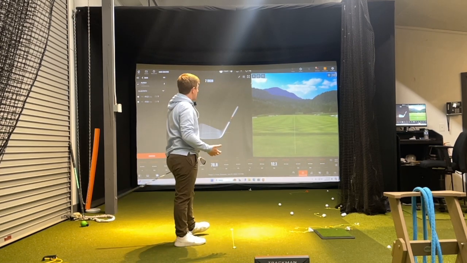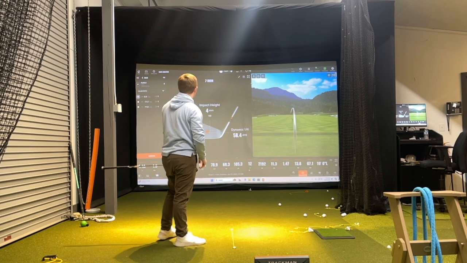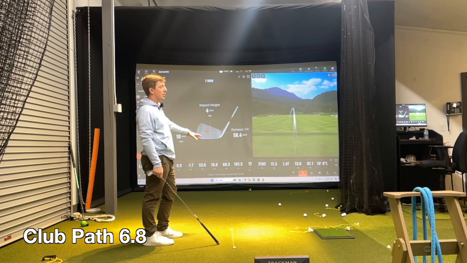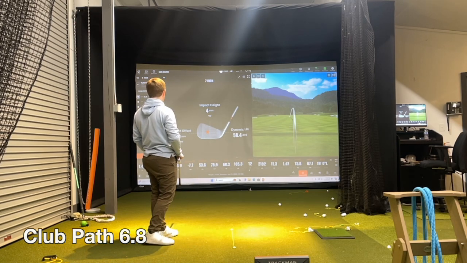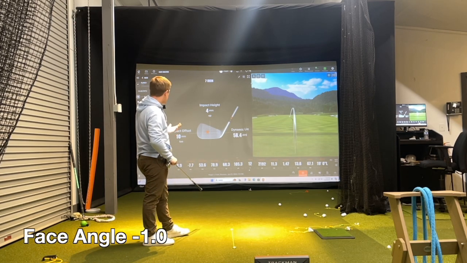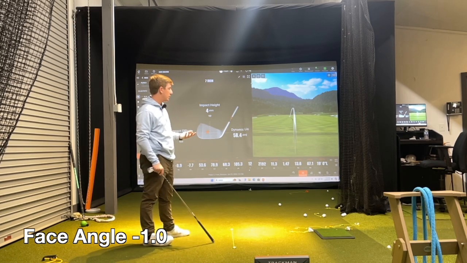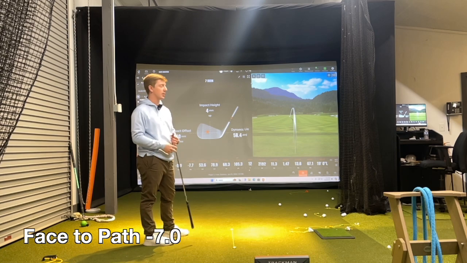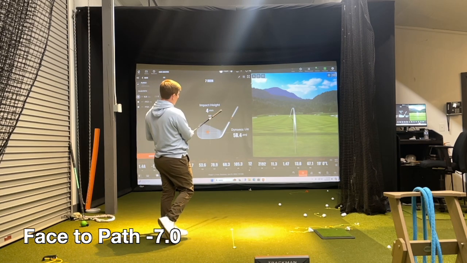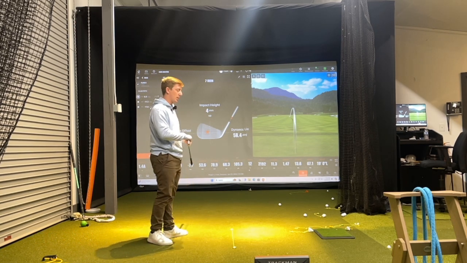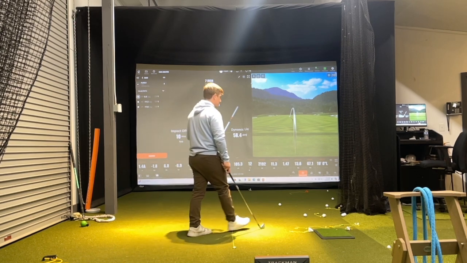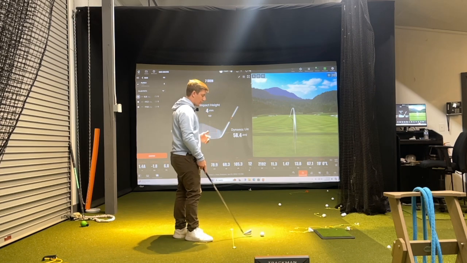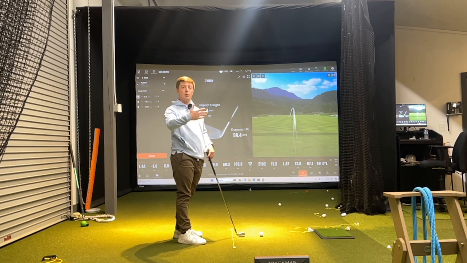And then the result of that would be my club path on that particular shot was 6.8 degrees to the right, inside to out. My face was closed 1 degree. So then my face to path becomes a -7. That is why that ball started a touch right and curved back to the left. So that's a drill I want you guys to work on in order to shift your path from way left to more to the right.